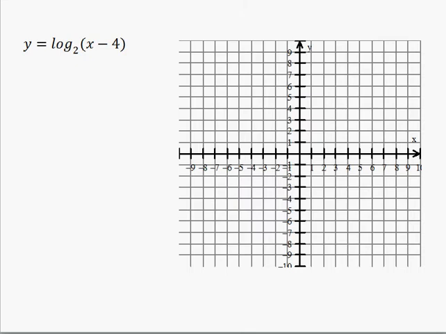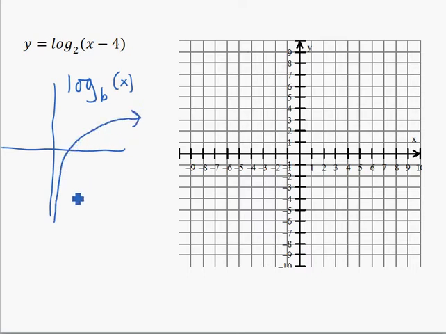Graphing logarithms, I feel like sometimes it's a little scary for students, but they're really not too bad. Remember the basic shape of a logarithm. If you were going to graph log base b of x, it looks like this. It has a vertical asymptote at 0, and then it curves like that. It's an exponential on its side, really, and it's going to go through 1, because when x is 1, log base b of 1 is always 0.